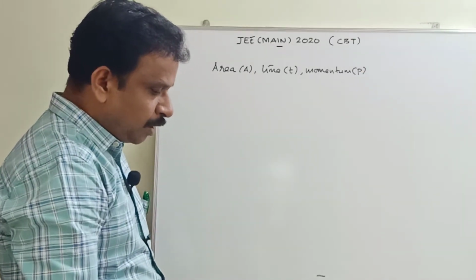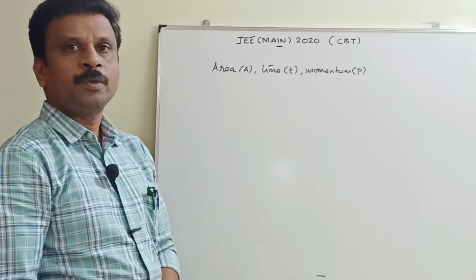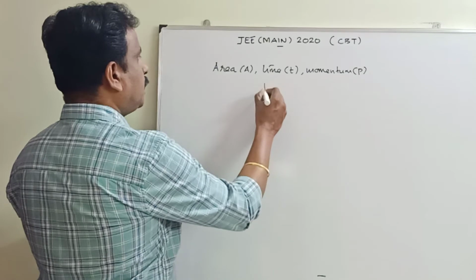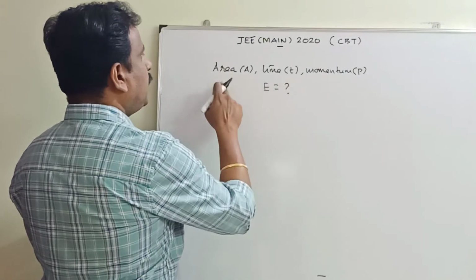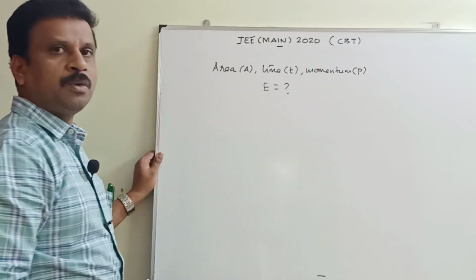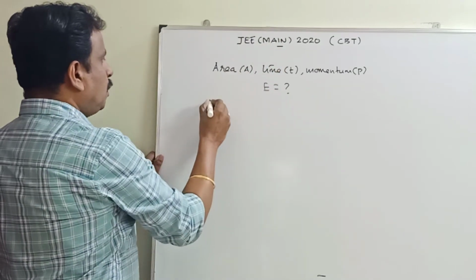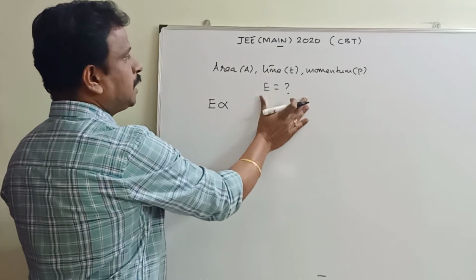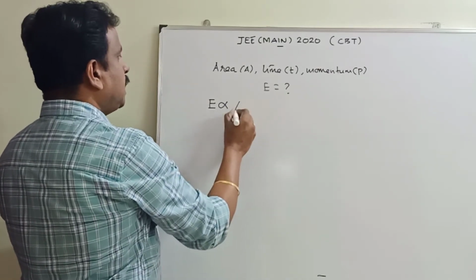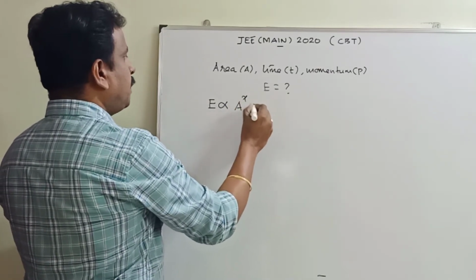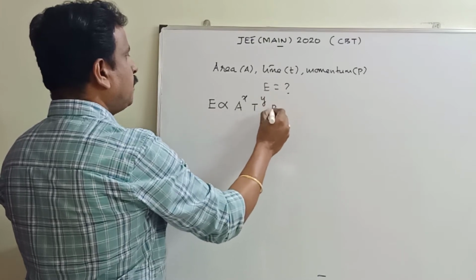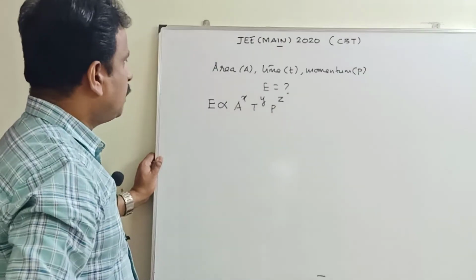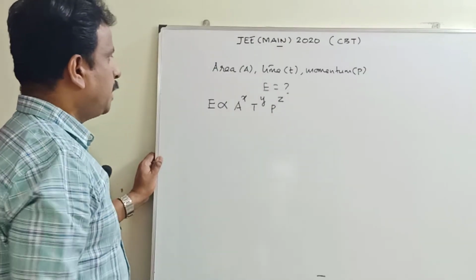Then find the dimensional formula of energy. So we have to find the dimensional formula for energy in terms of area, time and momentum. Here you know very well, energy is directly proportional to area power x, time power y and momentum power z. So this is the expression we are going to write.